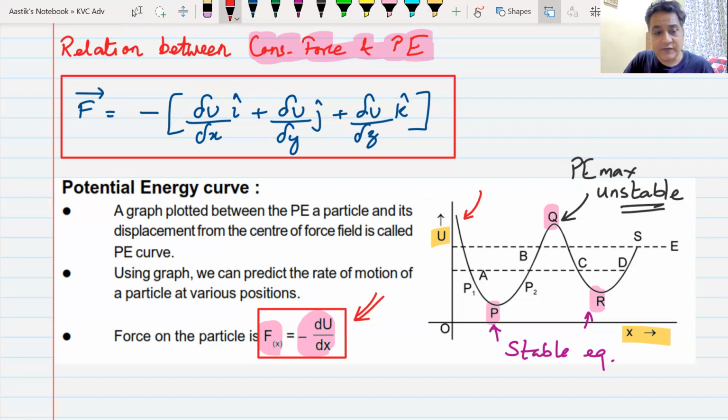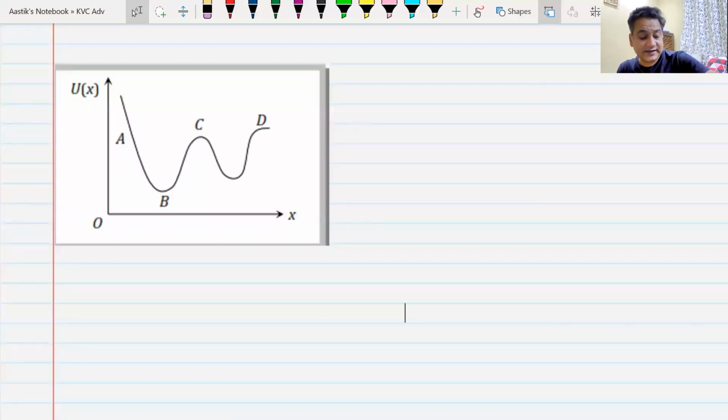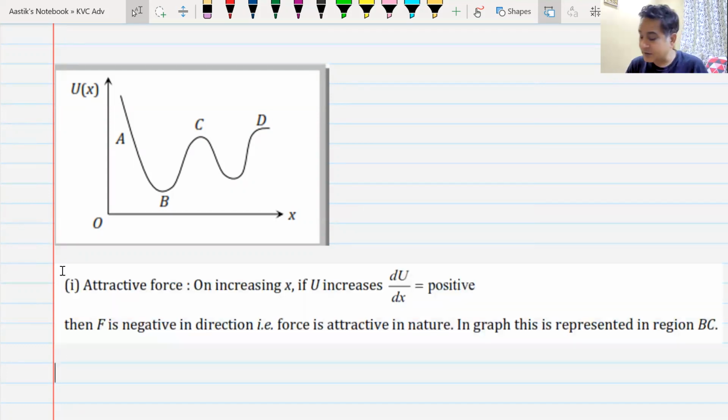So this is the graph of potential energy versus x. We remember this graph, yes or no? Now, from this graph, we can find out the nature of the force, whether the force is attractive or whether the force is repulsive. How do I find it out? This is how you find it out. Now, remember, force is the negative gradient of energy.